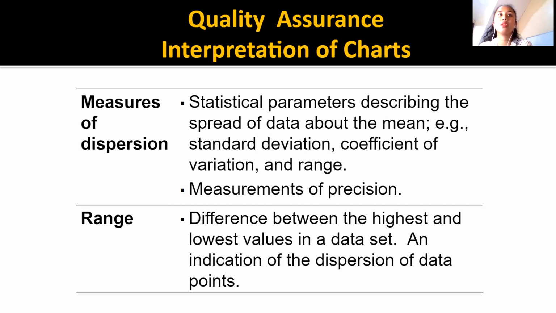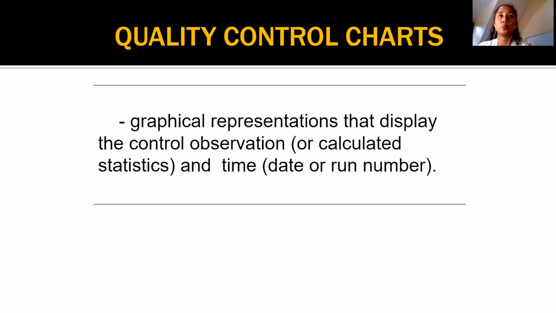Yan, mamaya. We have this term, measures of dispersion. Statistical parameters describing the spread of data around the mean. Yan. So, how widely spread is your data around the mean? Minsan, class, pag masyado nang malayo sa mean, it's a random error. Yan. When we say range, the difference between the highest and the lowest values in the dataset. So range is highest value minus lowest value.